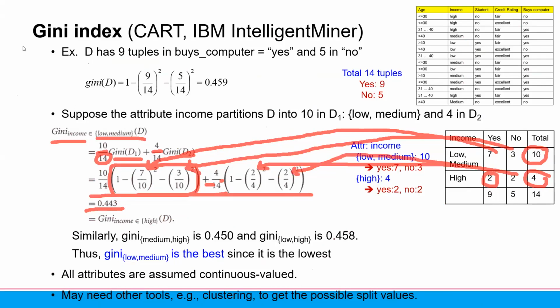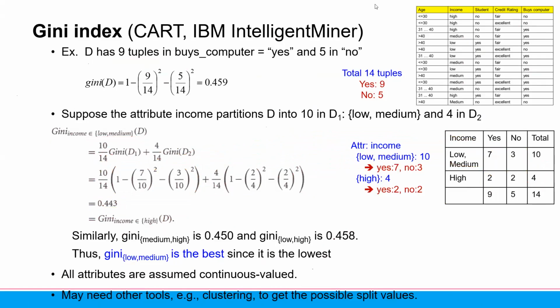As I mentioned to you, we need to calculate 3 possibilities. Okay, the first will be low and medium, and then high. The second is medium and high, and D2 is low. And the other is low and high, and D2 is medium.